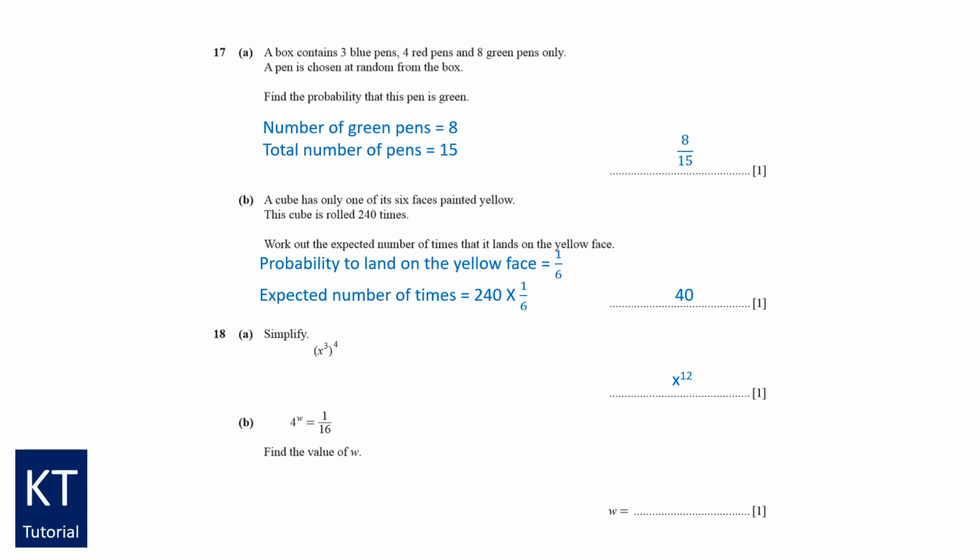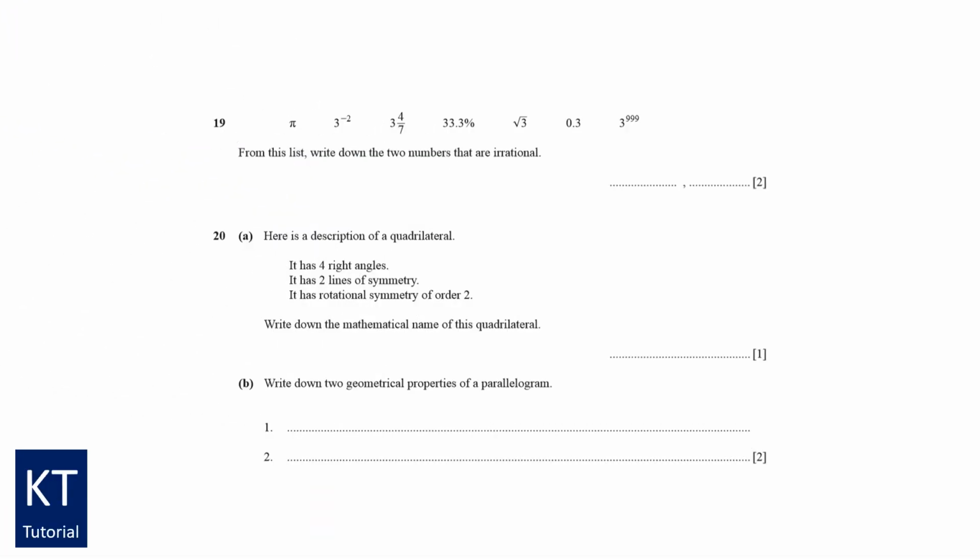The powers are being multiplied to arrive at x to the power of 12. Question 18b. Find the value of w for the given equation. By expressing both sides of the equation to a base of 4, w is equal to minus 2. Question 19. From the list, write down the two numbers that are irrational. They are pi and root 3.